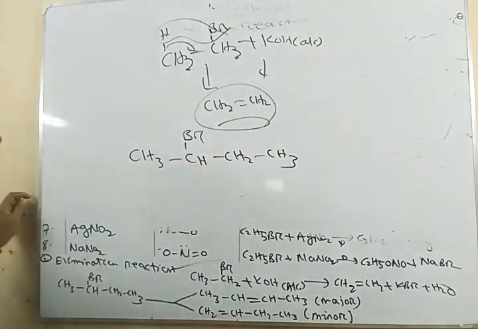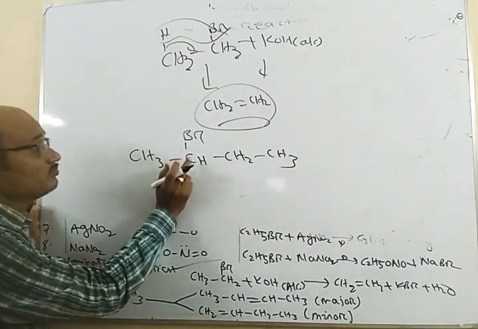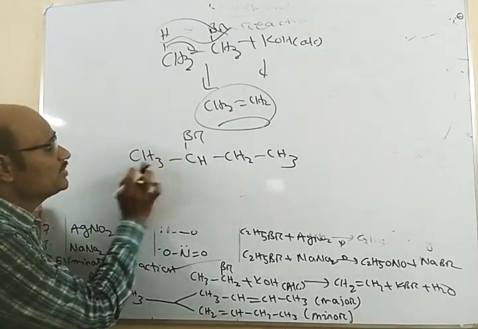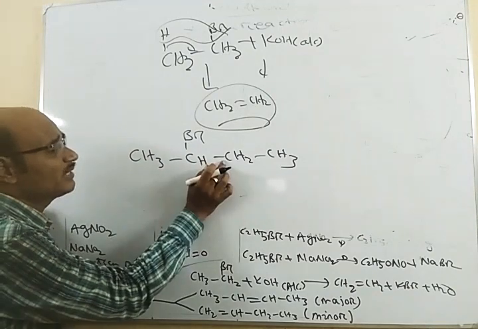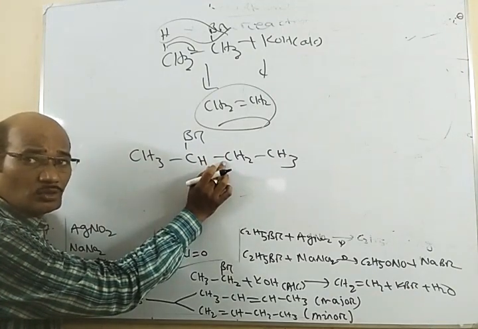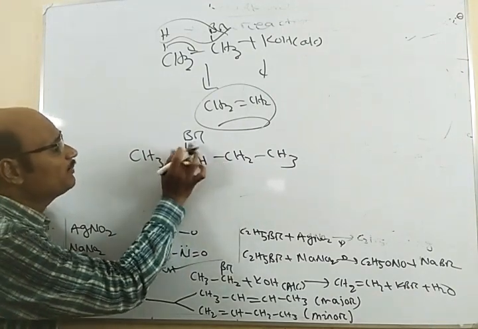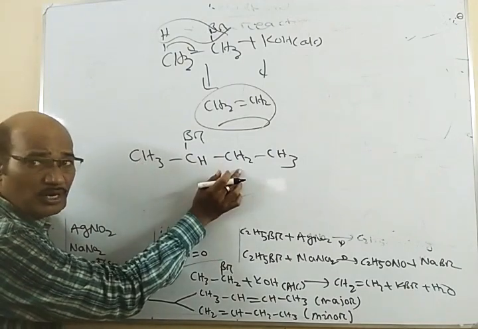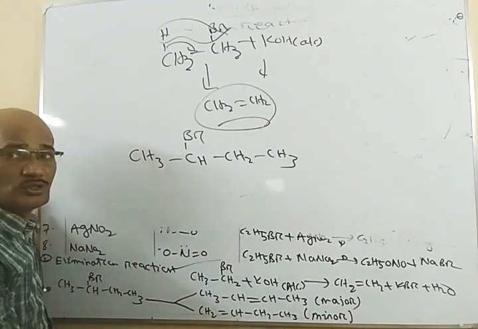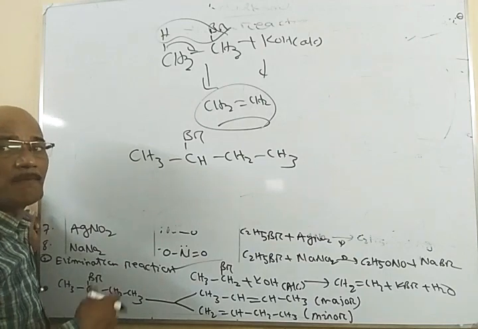So here you see this bromine added to carbon. Now this carbon is having 3 hydrogens, this carbon having 2 hydrogens. So now I can remove the hydrogen from this carbon or from this carbon. Accordingly, I will get 2 products. One will be major, one will be the minor.